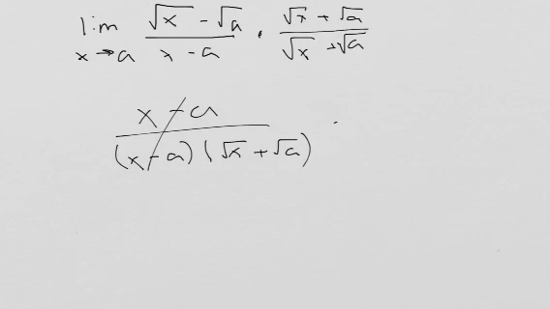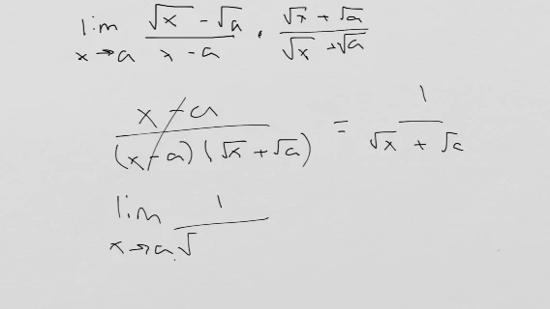As usual, those will cancel. You're left with 1 over root x plus root a. Limit as x goes to a, sorry, not the root a, just an actual a. I'm not changing the limit here. And root x plus root a, what you're just going to be left with is 1 over 2 root a. And that's your pattern for these kinds.